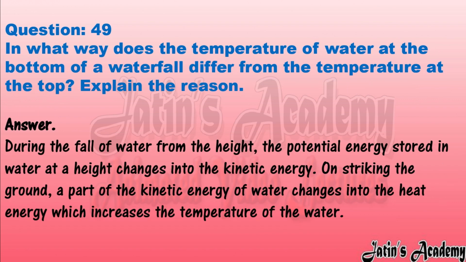Question 49. In what way does the temperature of water at the bottom of a waterfall differ from the temperature at the top? Explain the reason. Answer. During the fall of water from the height, the potential energy stored in water at a height changes into the kinetic energy. On striking the ground, a part of the kinetic energy of water changes into the heat energy, which increases the temperature of the water.